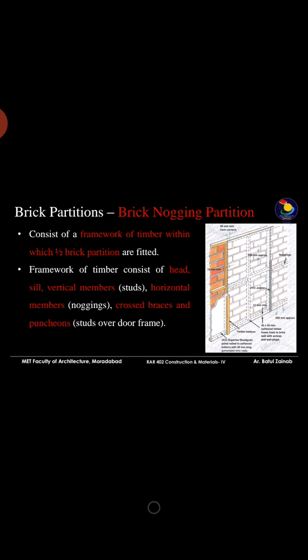The framework of timber consists of the head, which is your topmost member, and the sill, which is your lowest plate, which we have seen in the previous image also. Then the vertical members, which are called studs, the horizontal members, which are called noggings, crossed braces, and pancheons. Pancheons are the studs over your door frames, like a lintel. Just as we place a lintel in beam-column structures, in these structures we place a stud frame above the door, which is called a pancheon.